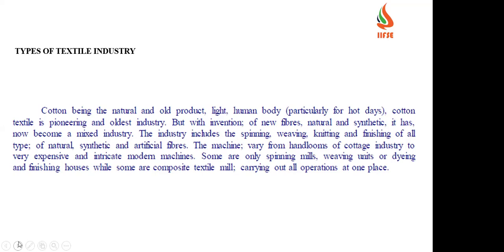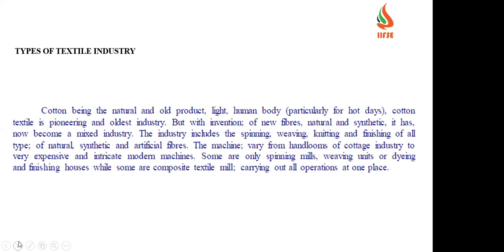For spinning, weaving, knitting and also finishing, definitely they need machines. These vary from the handloom of the cottage industry to very expensive and intricate modern machines. Some are only spinning mills and weaving units, and dyeing and finishing houses, while some are composite textile mills carrying out all the operations at one place. Sometimes all these activities happen in one place, like what we call OEM, original equipment manufacturers. Other way of telling it, it is not an equipment, but a complete manufacturing process.